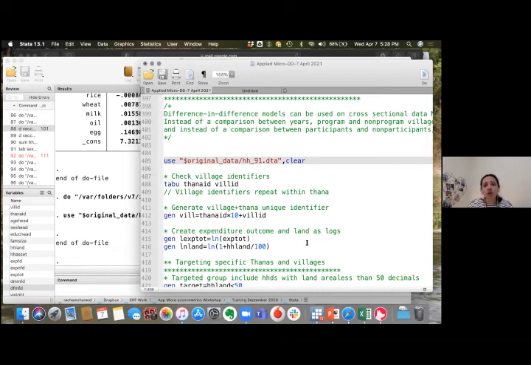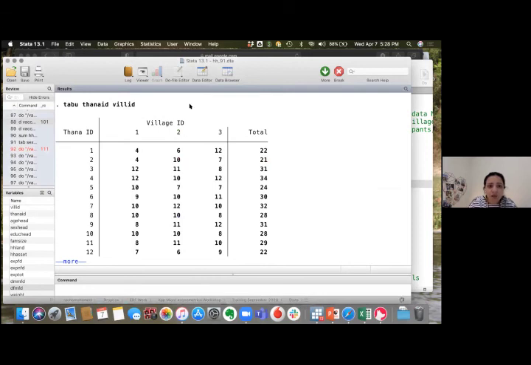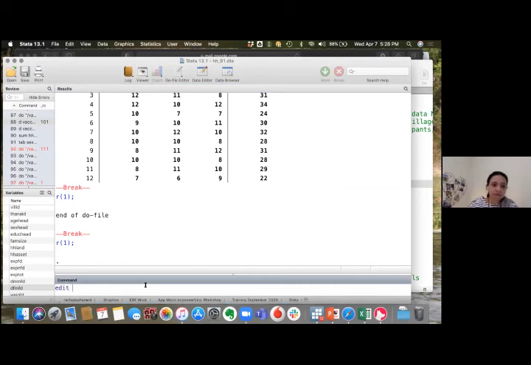In our survey, we have the identification at the village level, and higher than the village level, we have what I call STATA. I don't know in Pakistan how it's pronounced correctly. So first, I want to see if the village has a unique identifier or not. And we found that for each STATA ID, we have village ID 1, 2, 3, and it is repeated. So it's not unique. I will show it to you in the data.